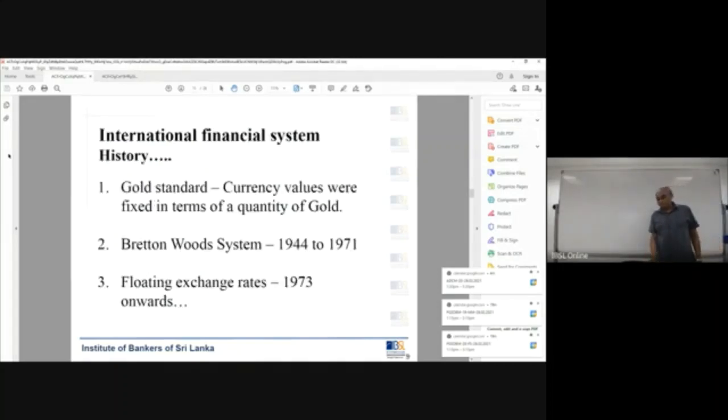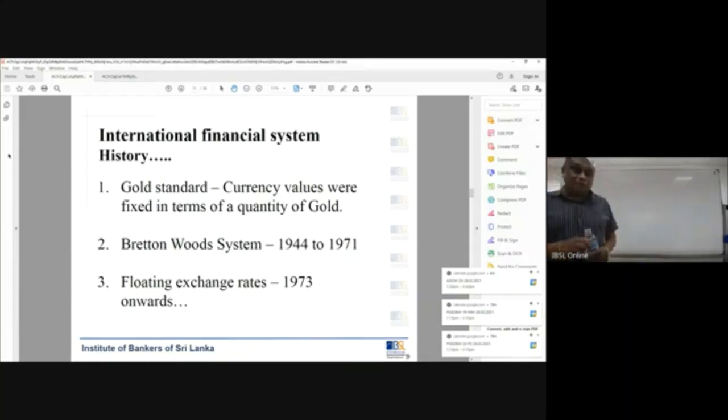International financial system, we discussed a few more things. We said in 1945, we started the negotiations to set up the IMF and World Bank. When the discussions were going on, the IMF told the other countries that their currency values have to be fixed in terms of a quantity of gold they are going to hold.